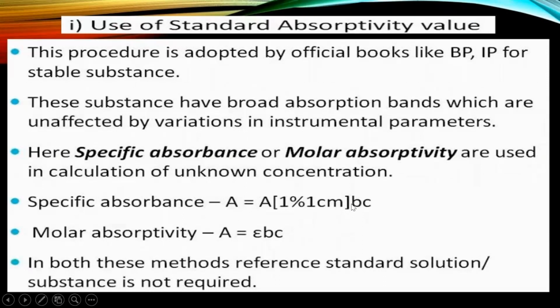B is the thickness of the medium, the thickness of the sample cell or path length, and C is the concentration. In terms of molar absorptivity, A is equal to EBC, where E is the molar extinction coefficient. By using this formula, if we know the A 1% 1 centimeter value for the particular substance, the concentration can be determined based on the absorbance.